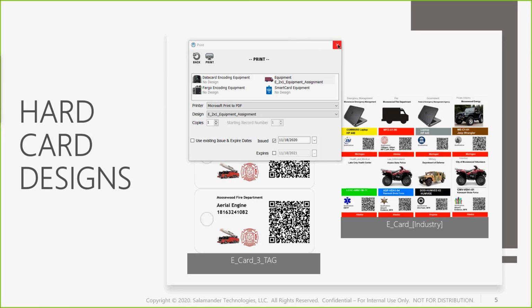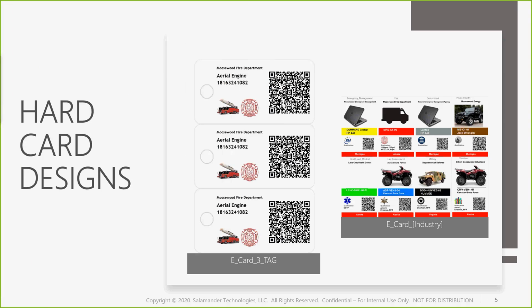So let's take a look at the first design here, and these are the hard card designs. So the hard card designs are separated into 2 main groups based on their available design features. You have the eCard 3 tag and the eCard industry designs. So these are the 3 card tag designs right here, and then the eCard industry. So within the eCard industry designs, you'll have common color variations that are available, and then each are named for the specific organization types used with the color. So for example, on here you'll see emergency management has yellow, fire is red, government yellow, and arms are gray, and so on and so forth.